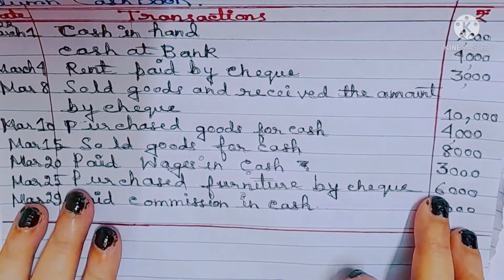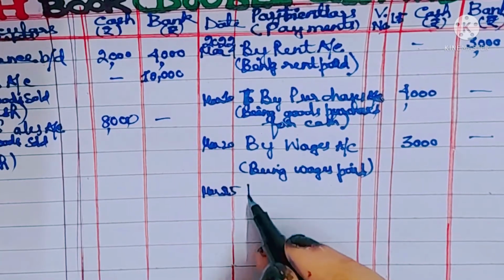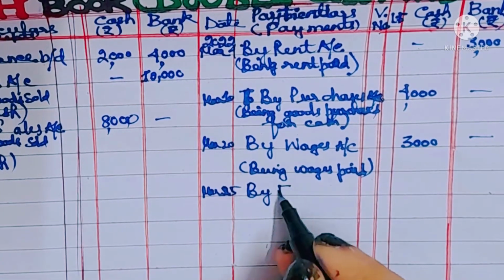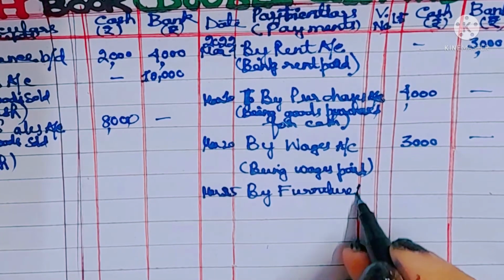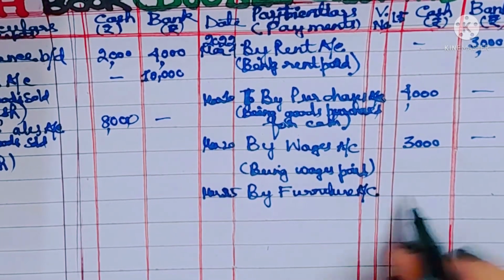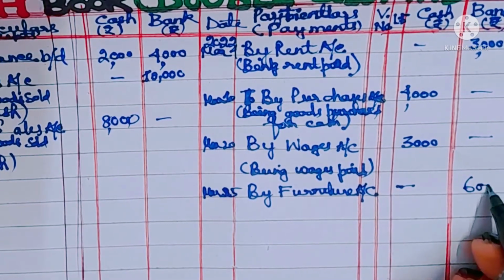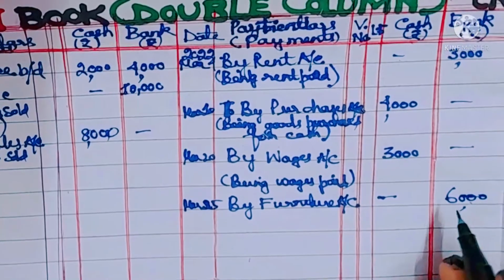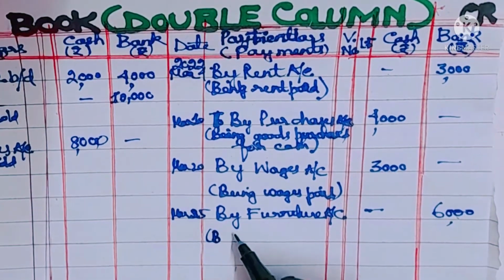6,000. Okay, so let's write on 25th March by furniture account, how much? 6,000 paid by check. So it should be in the bank column being furniture purchased by check.